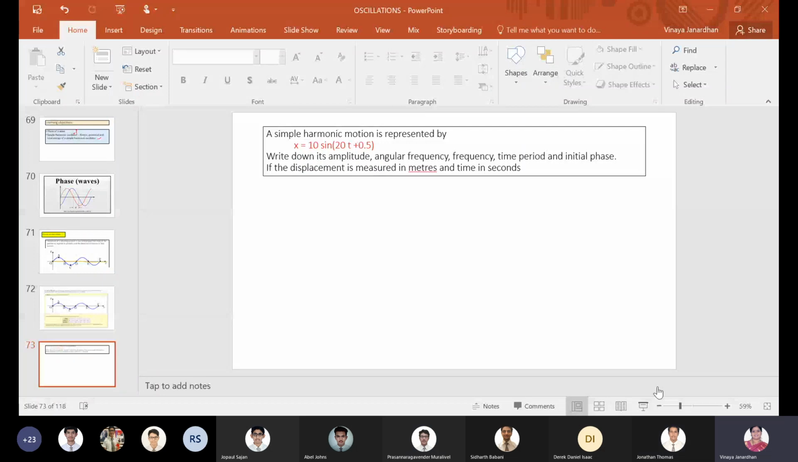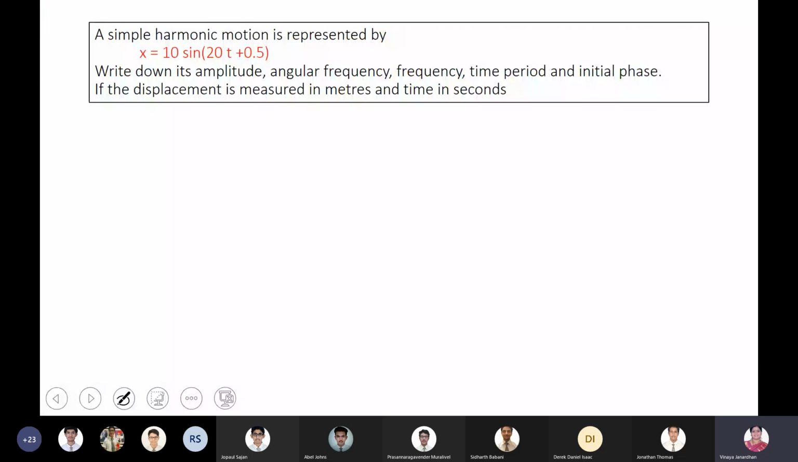Okay, thank you. A simple harmonic motion is represented by x is equal to 10 sine (20t plus 0.5). Write down the amplitude, angular frequency, time period, and initial phase of the wave, if the displacement is measured in meters and time in seconds. So what we need to do is write down the equation for displacement of a body in simple harmonic motion at any instant.